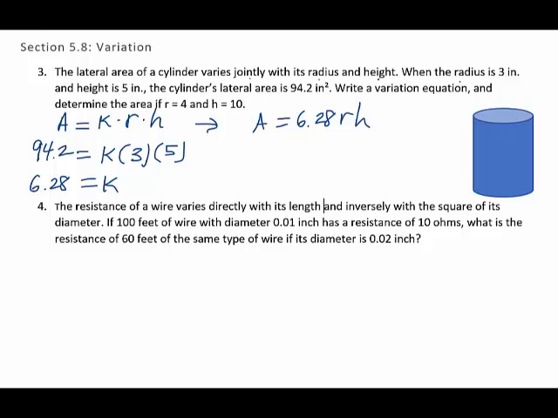So lastly, we want to determine the area if R is 4 and H is 10. So we'll substitute 4 for R and 10 for H and evaluate this expression. So 6.28 times 4 times 10, which is 251.2 square units.